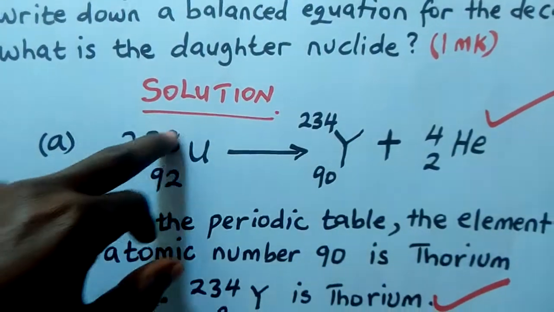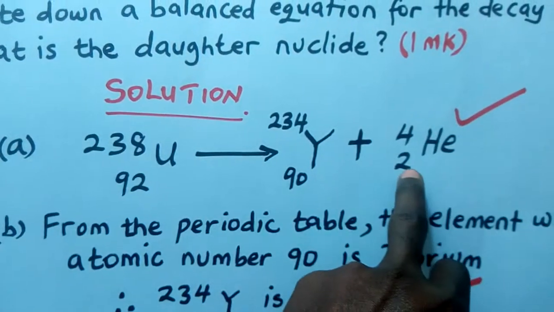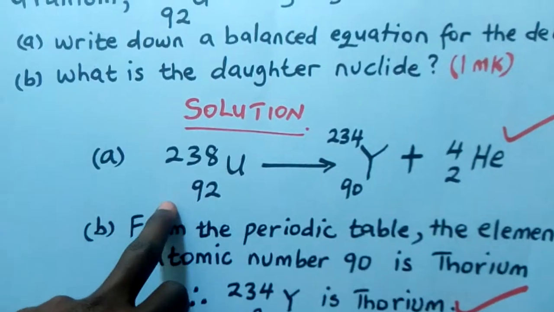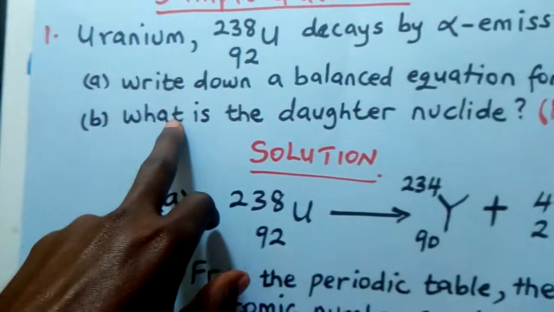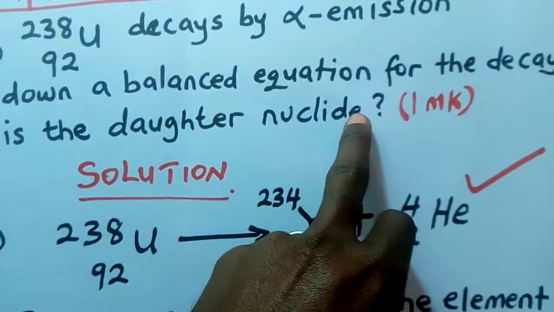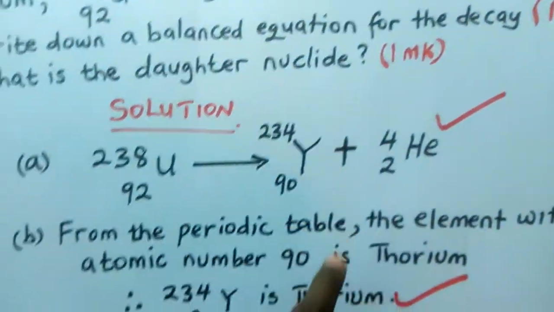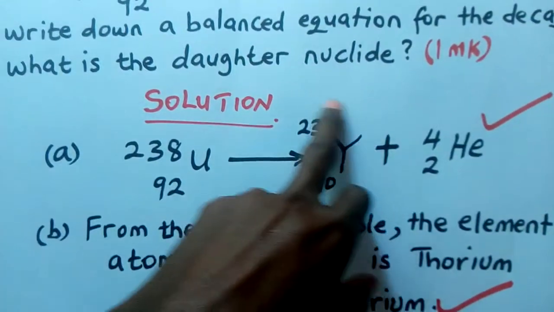You see, the top part is balancing, this plus this equals this. Even the lower part is balancing. So this is the balanced equation which the examiner wanted. Now let us look at the second question. The second question demands the name. What is the daughter nuclide? So they want us to name the daughter. This is the parent, this is the daughter. So we are supposed to name this daughter.